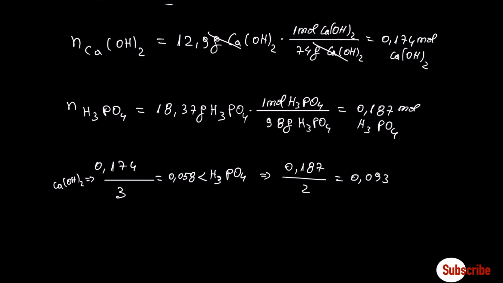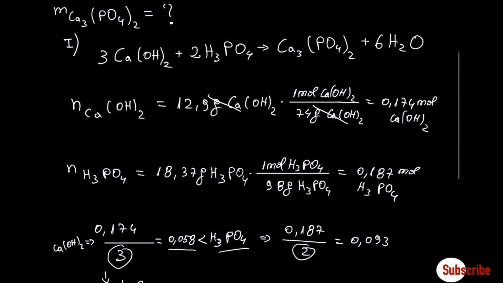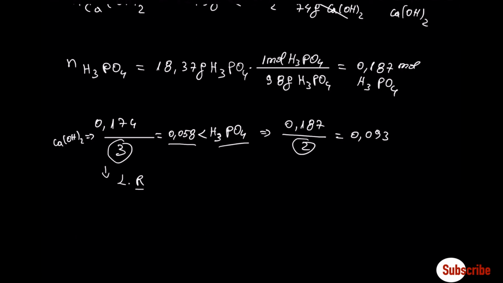From here we see that the ratio for the calcium hydroxide is smaller than the ratio for phosphoric acid, which means that this one is the limiting reactant. If you are wondering about these numbers, 3 and 2 are the coefficients in the balanced equation. So this is the compound that we are going to use to run the calculation to find the theoretical yield.